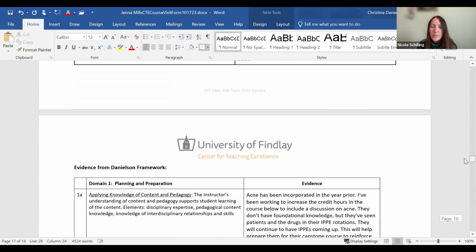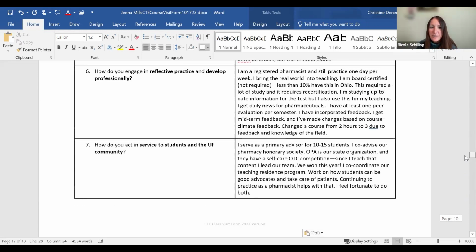The last question was designed for that 4F a lot. So I think here she's an advisor and helps with the Honor Society. So that's definitely service to the students that's connected to her discipline and what she's teaching in this course. Yeah. So this is all good for 4F.